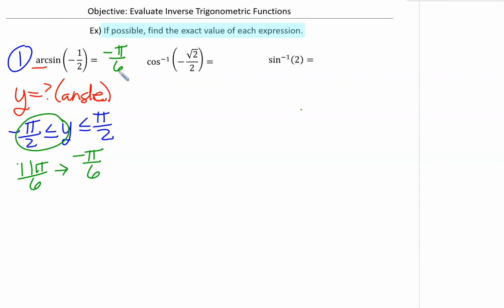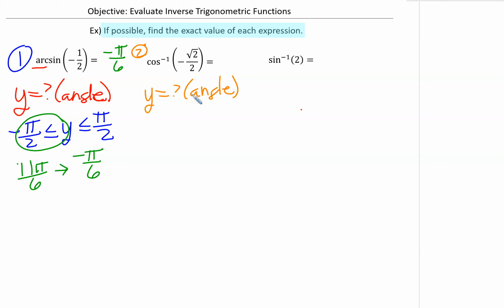Here, for the second one, we have cosine inverse, because we've got this superscript of -1 here. So we're looking for, again, y equals what, and y is an angle that has this cosine ratio of -√2/2. What we should know is our √2/2, positive and negative, go with our fourths for both sine and cosine. Here we're looking at cosine, which is our x.